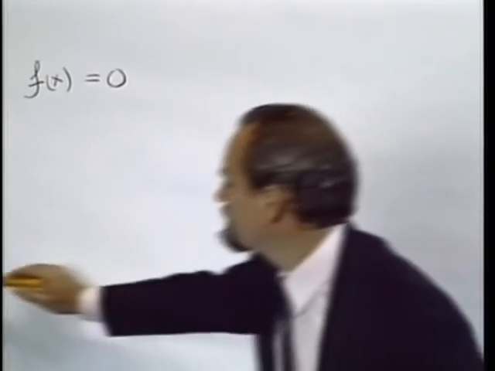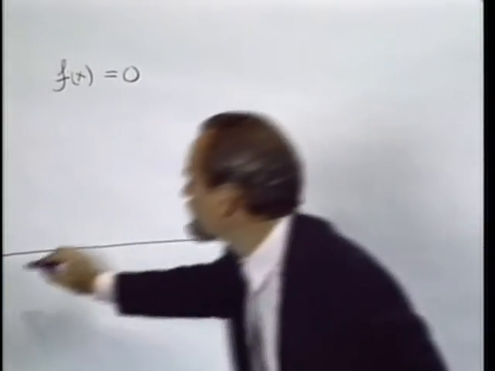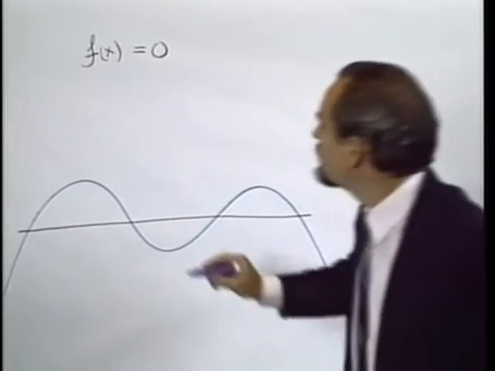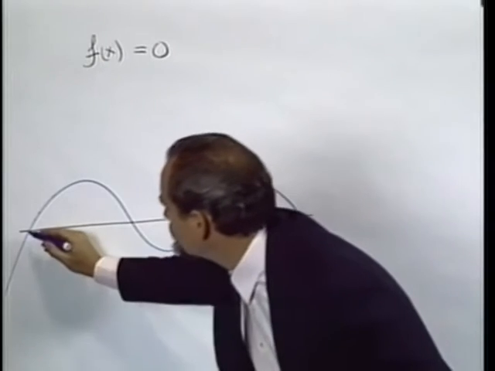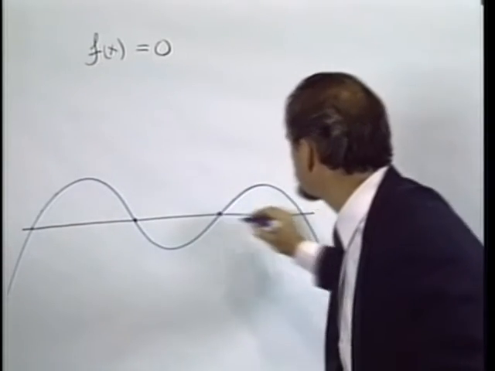Graphically, this means the following. The function f has some graph that might look something like this, and the solutions of f of x equals 0 are the places where the graph intercepts the axis.